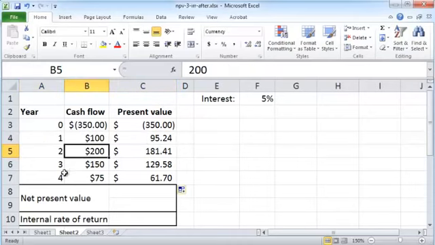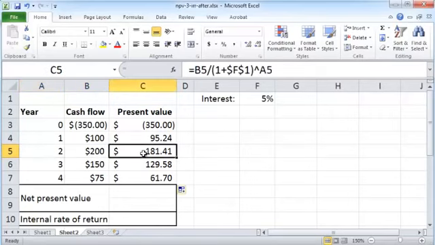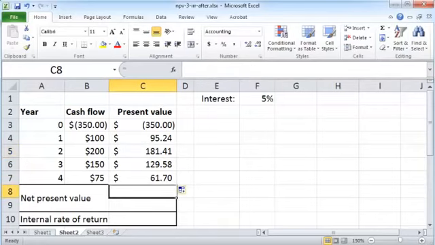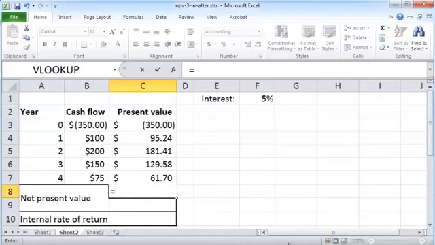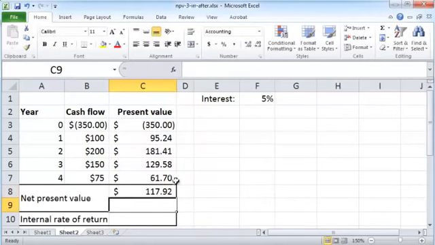The present value of $200 that you will get 2 years from now is worth today $181.41, and so on for these two. And the net present value is nothing but the sum of all these cash flows, the negative one in the beginning and the positive ones later on, and that is $117.92.